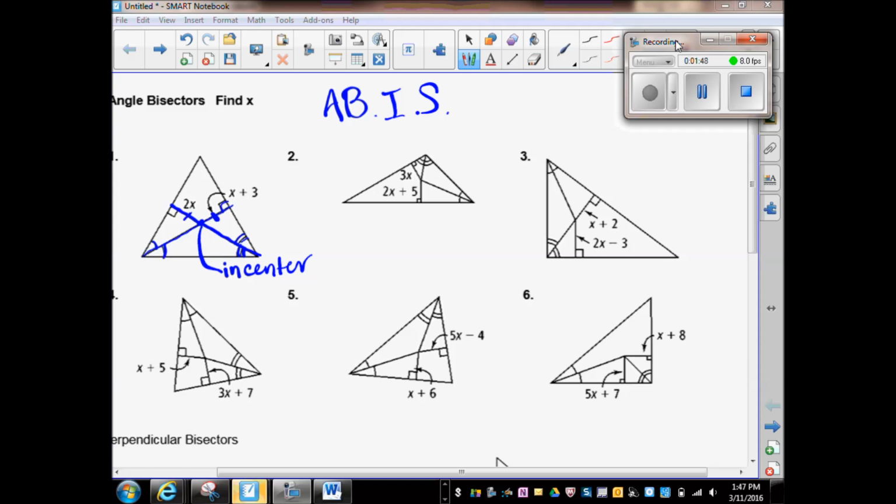So that tells me that those two little pieces are congruent, which is how you know to set 2x equal to x plus 3.